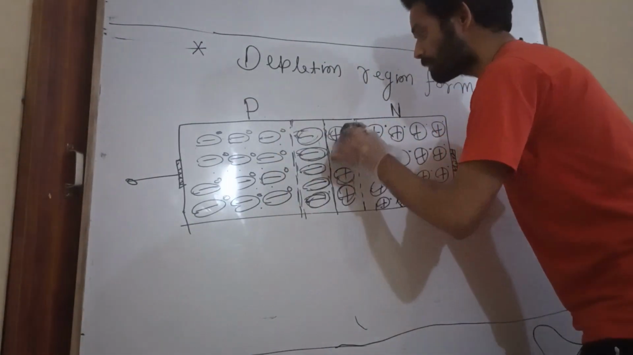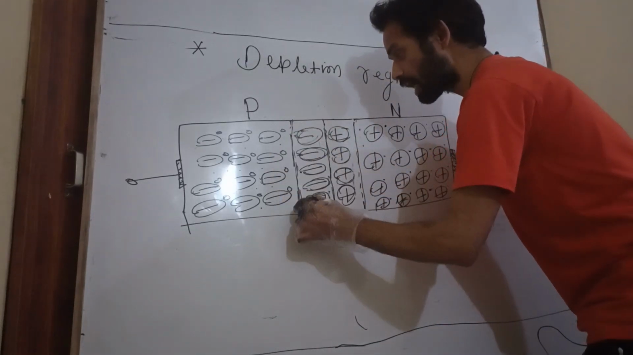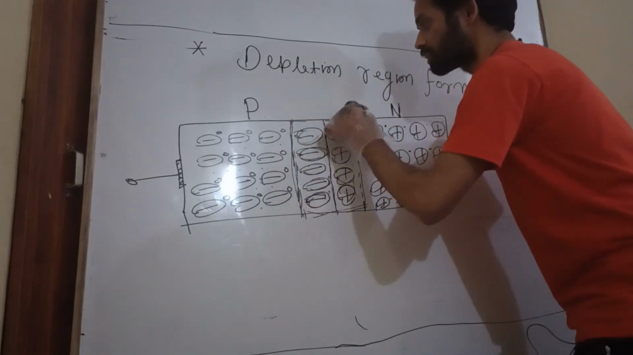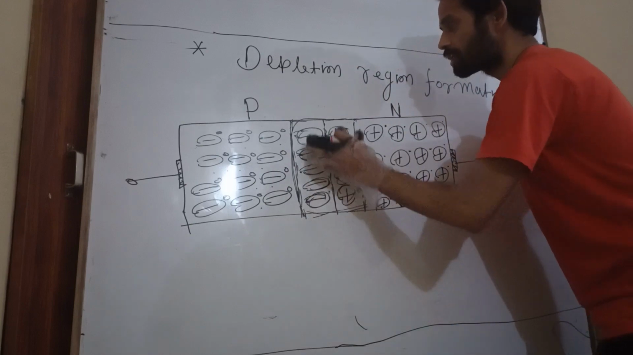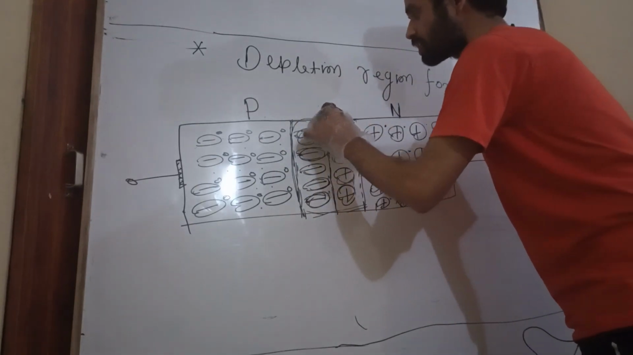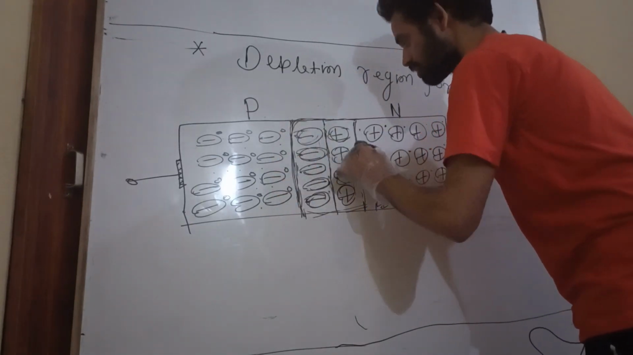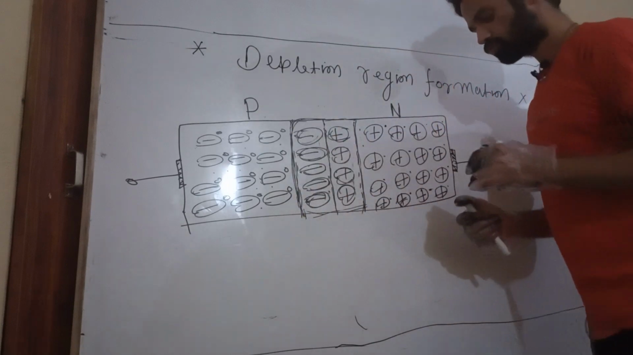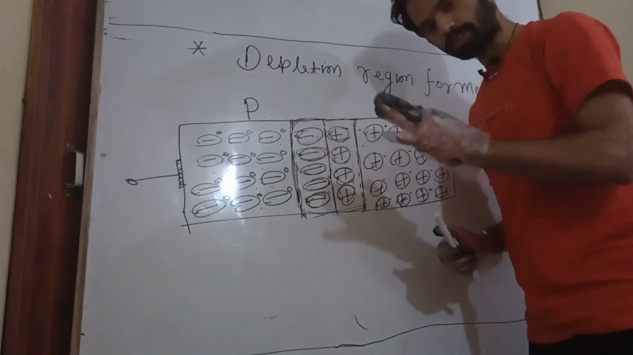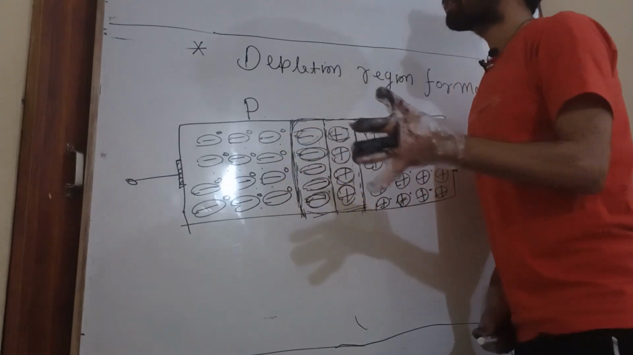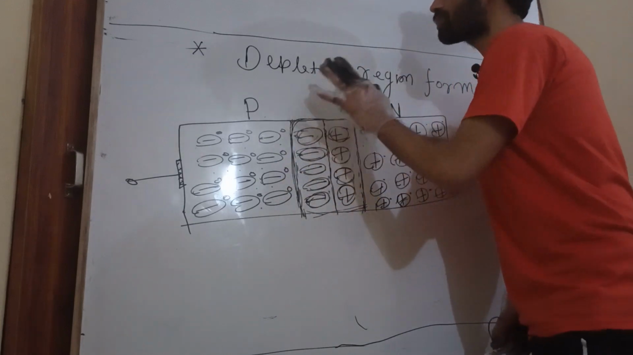And these are depleted, so these uncovered regions near the junction will form the depletion region. Will form what? The depletion region. Okay, so in this way the depletion region forms across the junction.